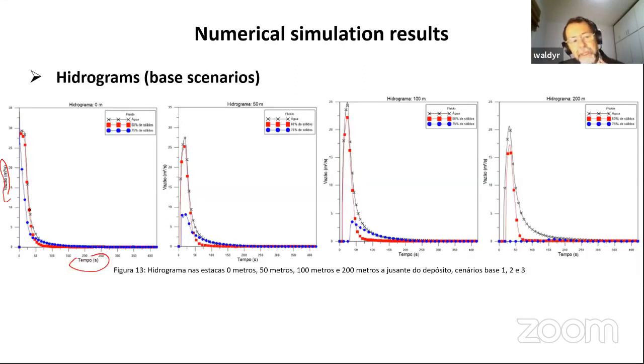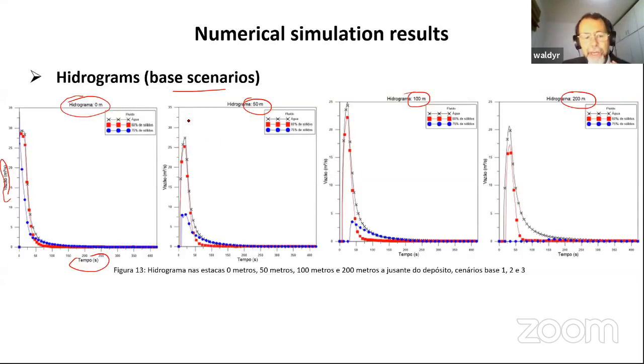Under these curves, if you consider the area, then you have the volume. The hydrograms are plotted for section 0, section 50, section 100, and section 200. It's interesting to note, if you consider, for example, this hydrogram at 60, you see, depending on your case, in this first slide, we consider just the basic scenarios.